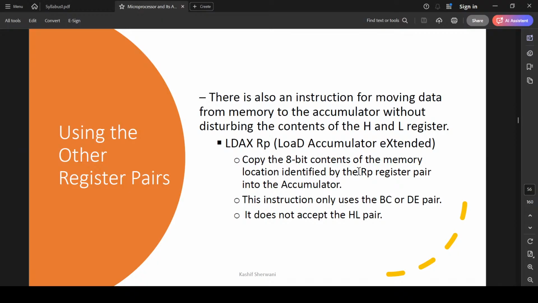Copy the 8-bit contents of the memory location identified by the register pair B or C into the accumulator. This means here you will write C, B, the register pair name. You will directly give the value to the accumulator. This instruction uses the BC or DE pair. Yes, because you will not disturb H and L, so it will not accept HL. Simple. By the way, what are we studying right now? We are studying the instruction set, right? Yes.